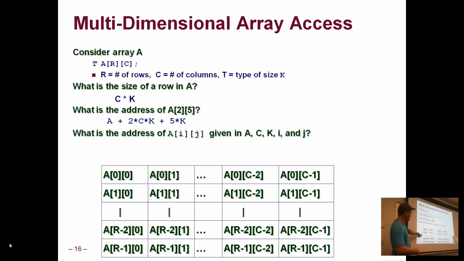It gets you to this element right here. And then you want the 5th one in the row. So you're taking 5 times the number of bytes in that data type. So this is the address. A gets you here, plus 2 times C times K gets you here, plus 5K gets you where you need to go.